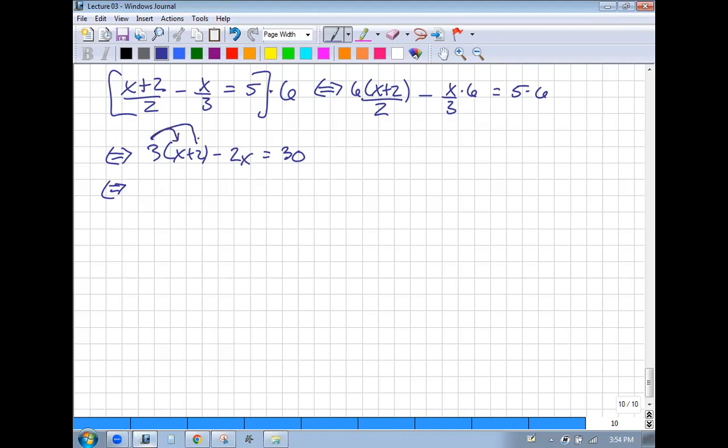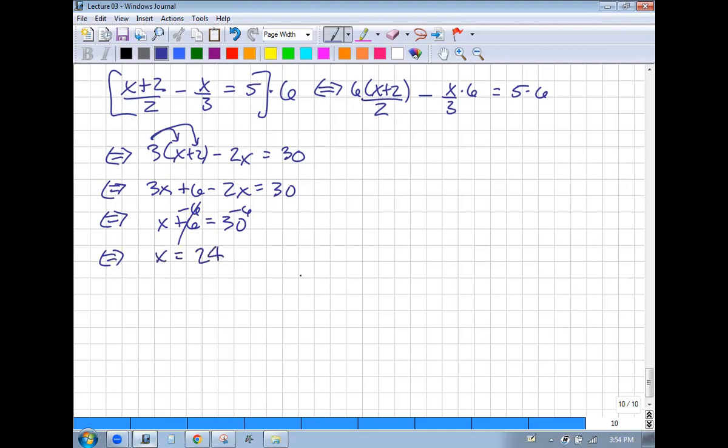Now let's get rid of the parentheses. We need to distribute the 3. 3 times x is 3x. 3 times 2 is 6. All right, now we can collect like terms. We got x's. 3x minus 2x is just x. And now we want the x by itself, so let's get rid of that 6 there. And we are left with x by itself. 30 minus 6 is 24.